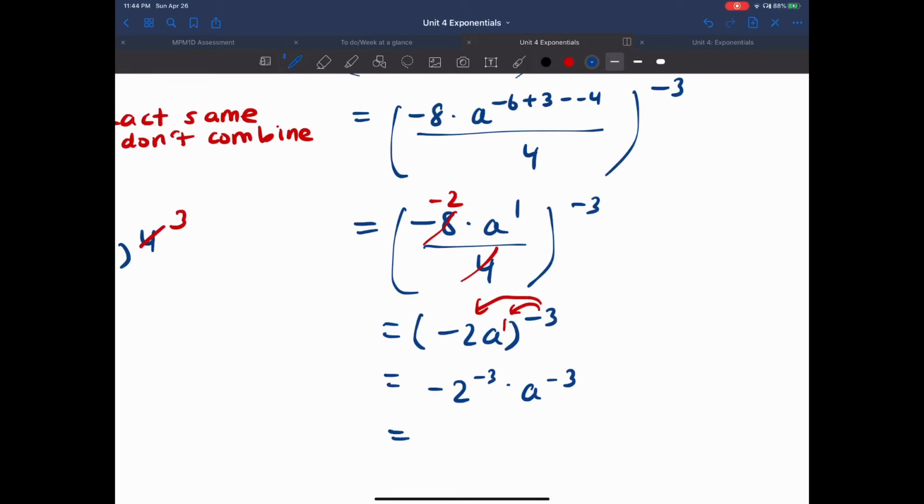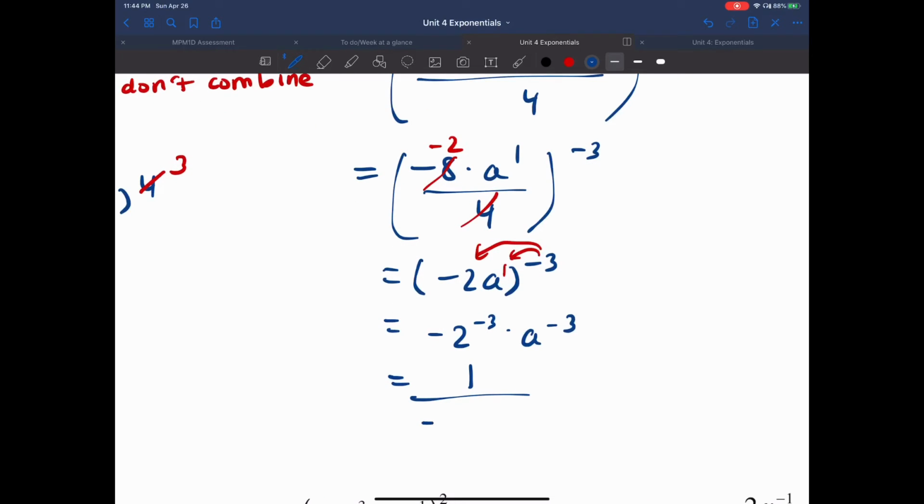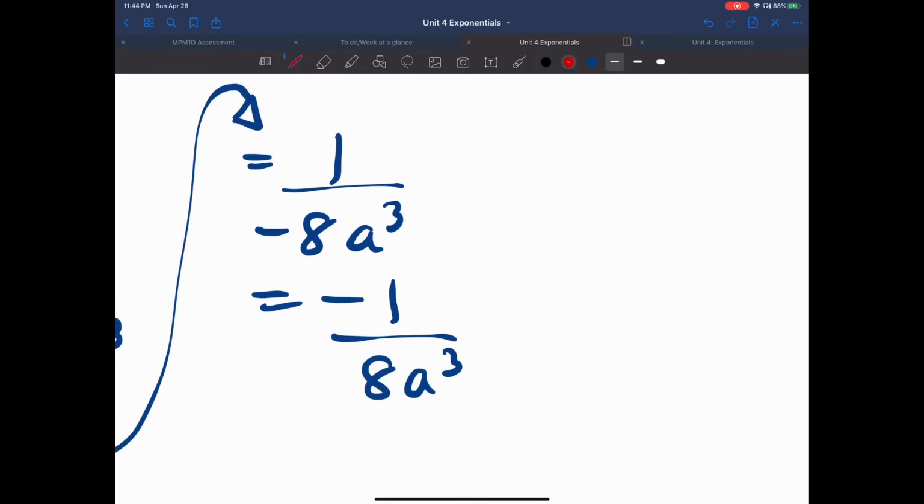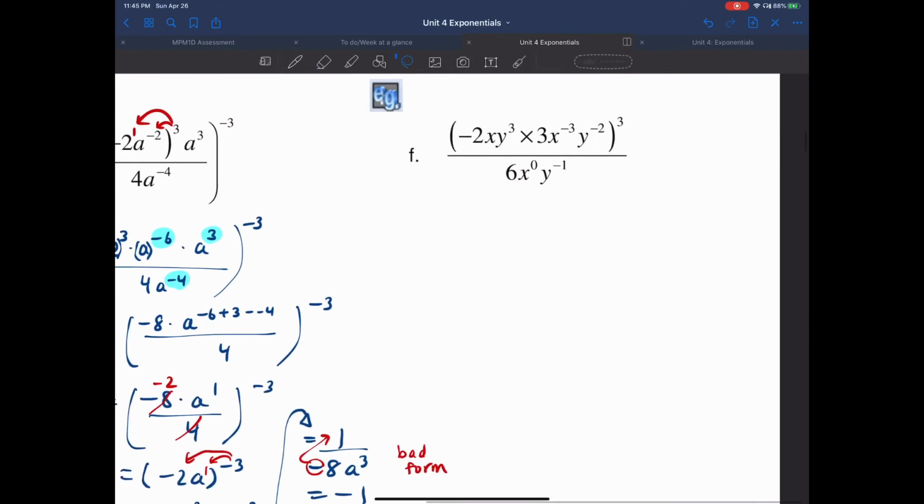Keep in mind that whenever I have a negative exponent, I could put those original bases into the denominator with the new positive exponent. So 1 over (-2) to the positive exponent 3 times a to the positive exponent 3. So that (-2)^3 simplifies to -8. So 1 over -8a^3. That's kind of bad form, so I want to put that negative sign in the numerator like so. So just writing here that that is bad form.